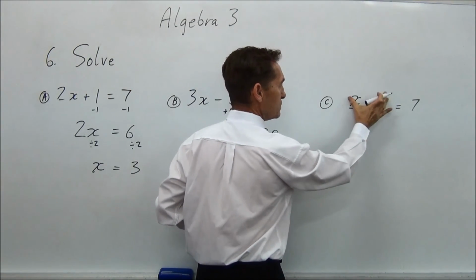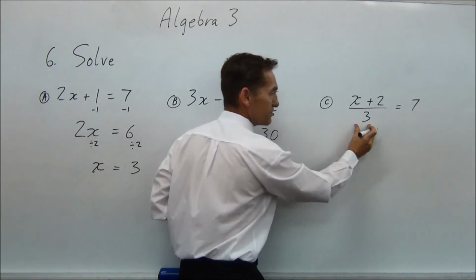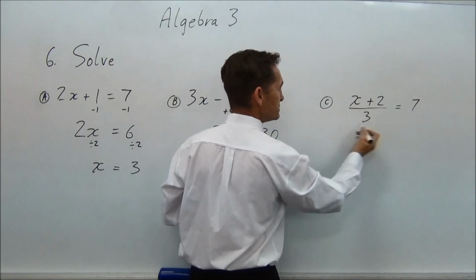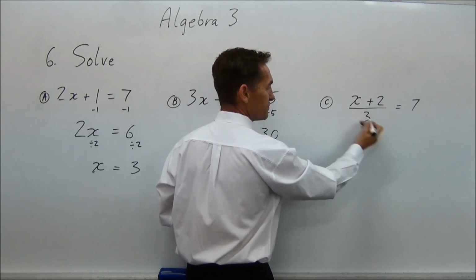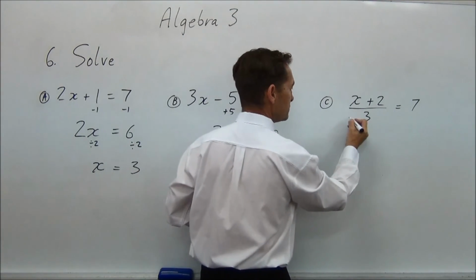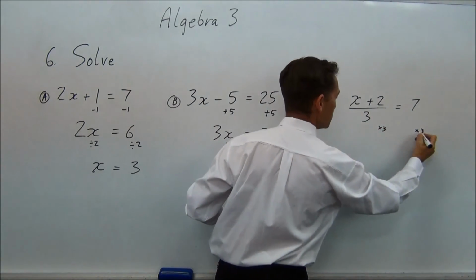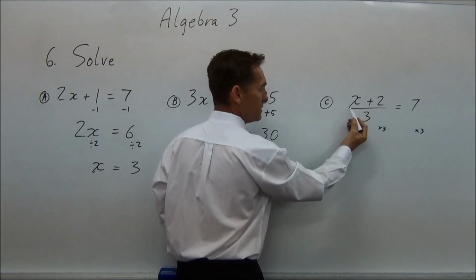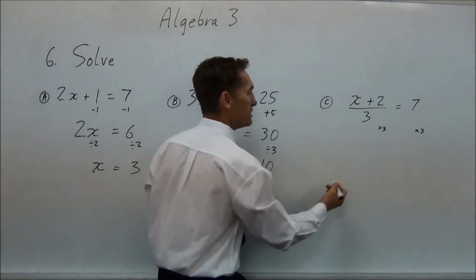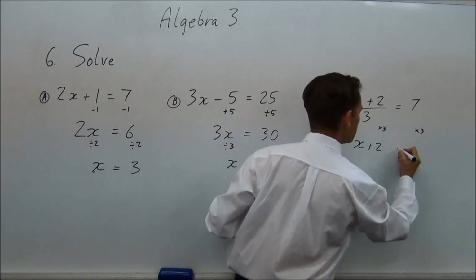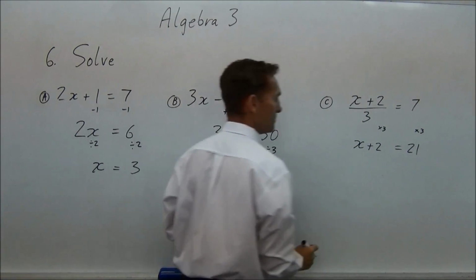So this is saying all of this divided by 3. So to get rid of a division, you multiply. So what I'm going to do to this side is multiply by 3 to cancel it out. Really on this side I'm multiplying by 3 and I'm multiplying by 3. If I multiply this side by 3, that cancels. So I get x plus 2, multiply this by 3, 7 3s are 21.